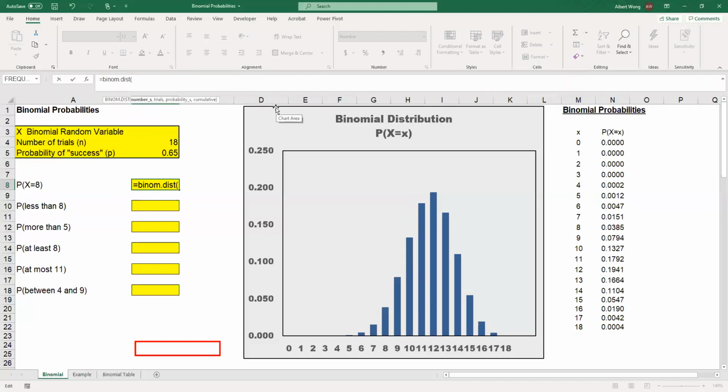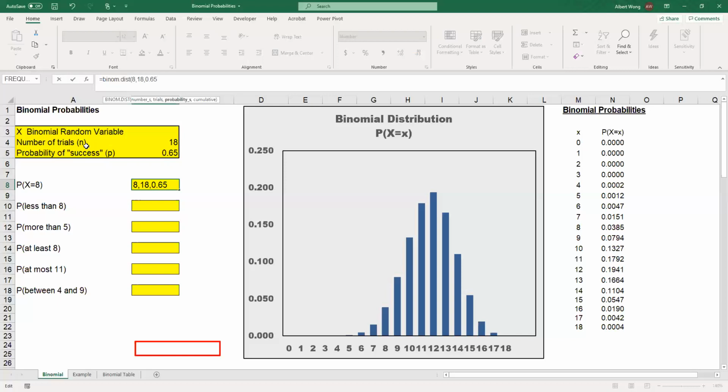And for this Excel function, we need to enter 4 things. The first one is the value of the random variable that we want to evaluate the probability at. So in this case, because we want to calculate the probability of x equal to 8, we put 8 first. And then the next 2 numbers are the 2 parameters of the binomial random variable. One is n, which is 18. The other one is the probability of success, which is 0.65.